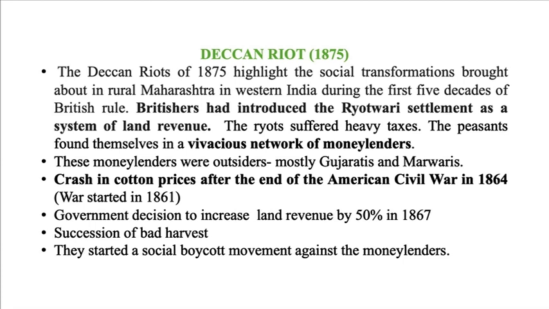Crash in cotton prices after the end of the American Civil War in 1864 is also one of the reasons of the Deccan riots. Government decision to increase land revenue by 50% in 1867 is also one of the reasons of the Deccan riots, and a succession of bad harvests. They started a social boycott movement against the moneylenders.